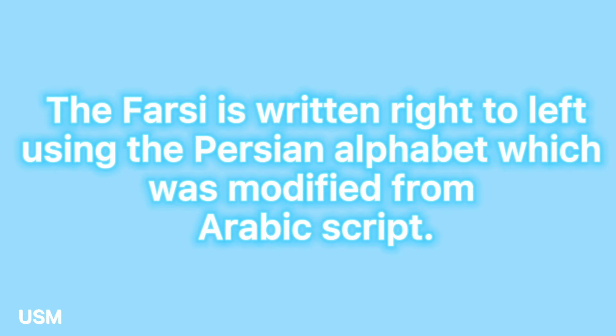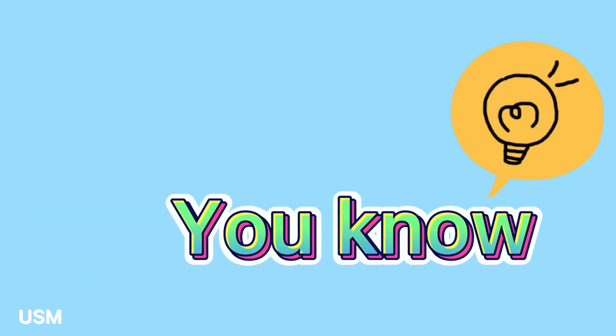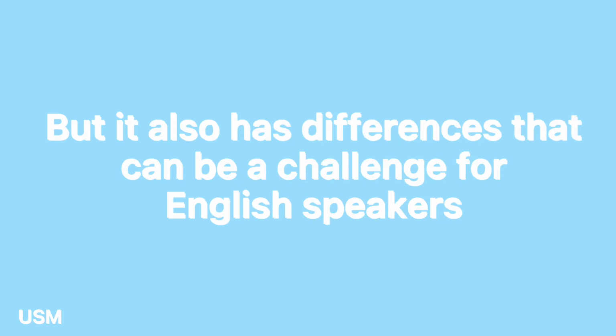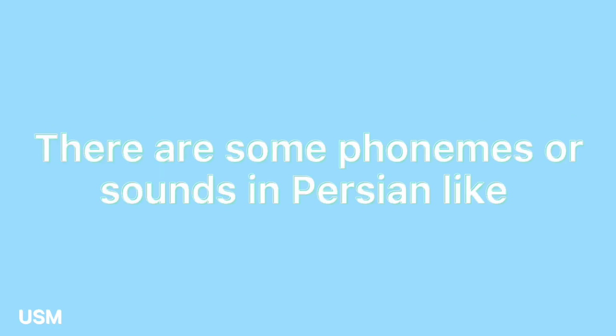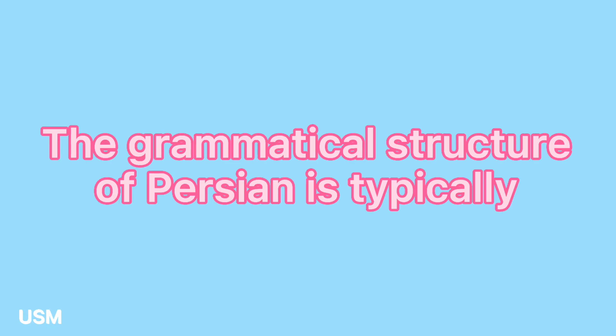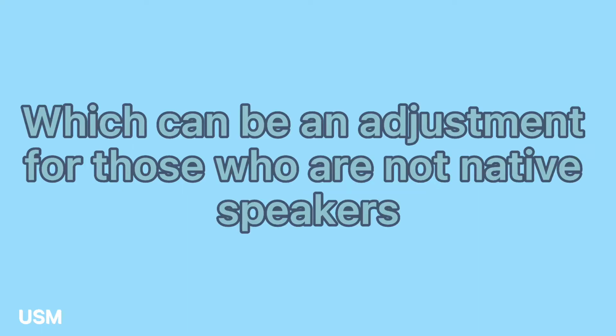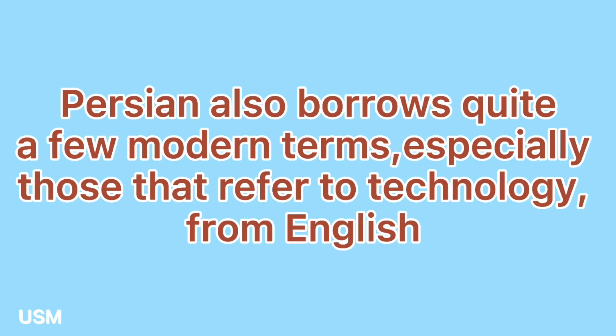Farsi is written right to left using the Persian alphabet, which was modified from Arabic script. Like any other language, Persian has similarities to other languages that make it approachable and familiar. But it also has differences that can be a challenge for English speakers. There are some phonemes or sounds in Persian, like kh and q, that don't exist in English. The grammatical structure of Persian is typically subject, object, verb, which can be an adjustment for those who are not native speakers. Persian also borrows quite a few modern terms, especially those that refer to technology, from English.